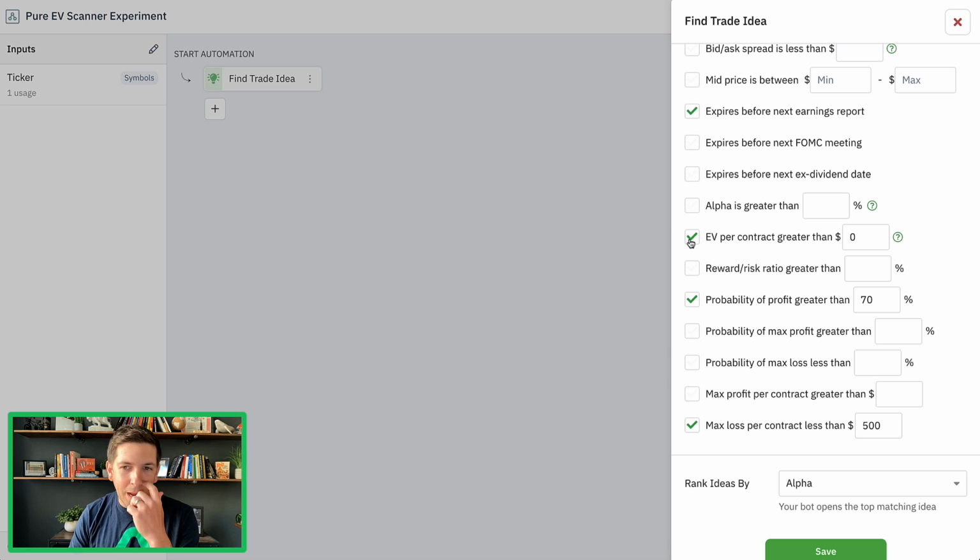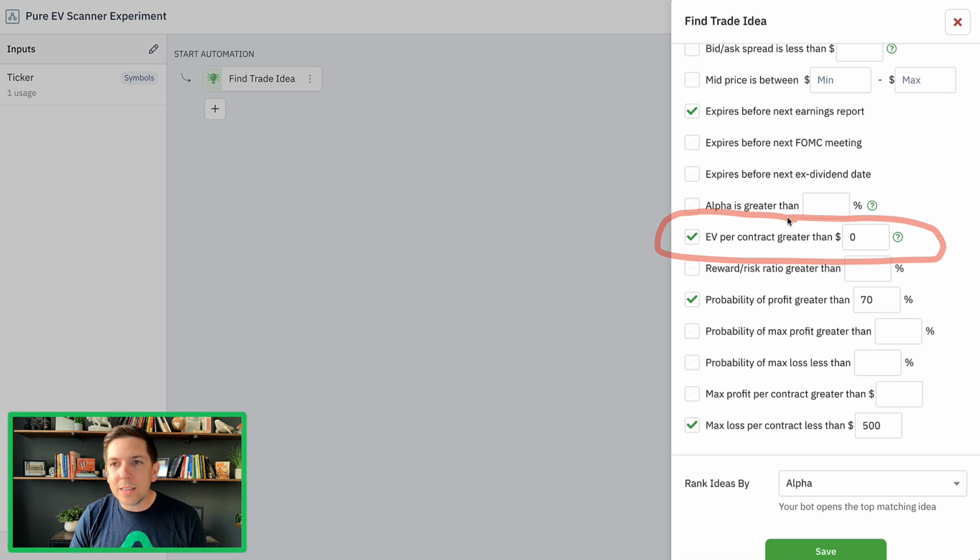And the only other thing that I put in here was just a couple low-level filters. One, EV has to be greater than zero. So this was like the main one that's included in here. There's no trades that this experimental bot portfolio or bots will get into with expected value less than zero. So it has to be positive expected value. It will not do anything that's less than positive expected value.